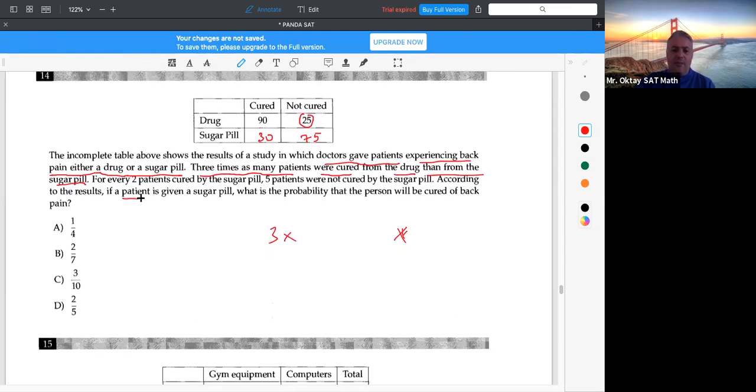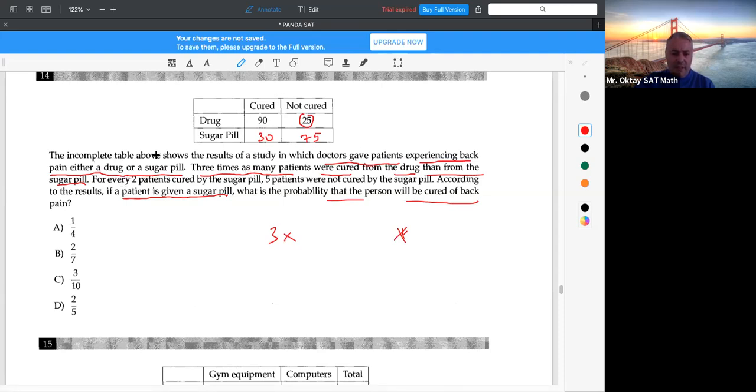Okay, and then what is the question then? According to the result, if a patient is given a sugar pill, what is the probability that a person will be cured of back pain? Cured of back pain. So if it is back pain, what is it given?